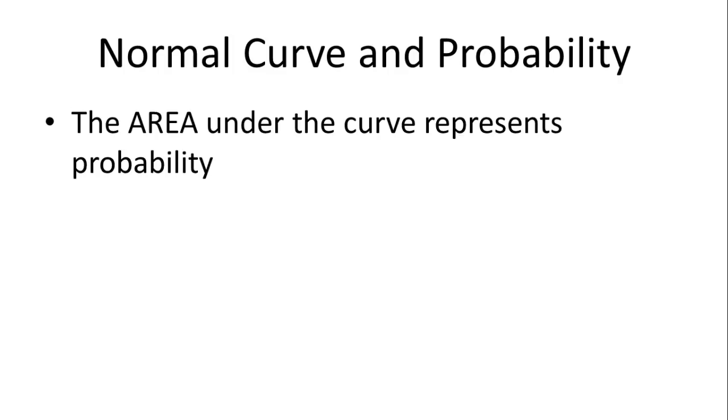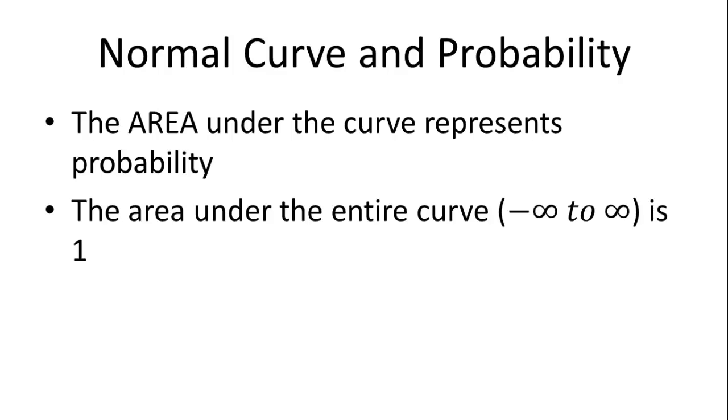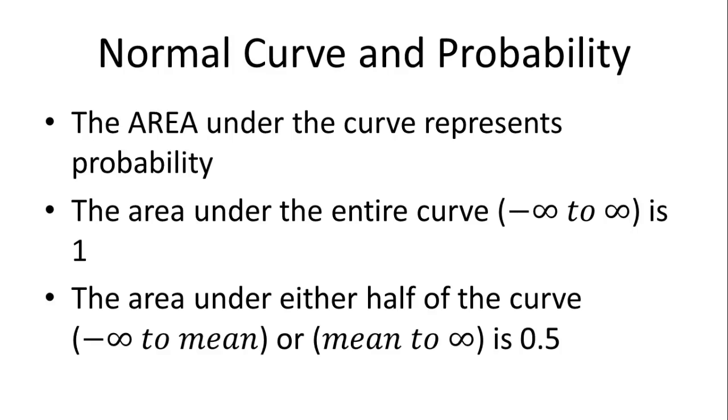Now the normal curve and how it relates to probability, well, it's the area under the curve that's representing the probability. The total area under the curve is from negative infinity to infinity. The total area is going to be 1. And because it's symmetric, from the mean in either direction, you're going to have a total area of 0.5. That's something we're going to use to our advantage when we make some calculations with this.